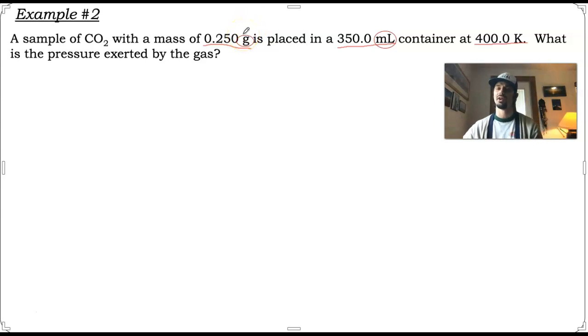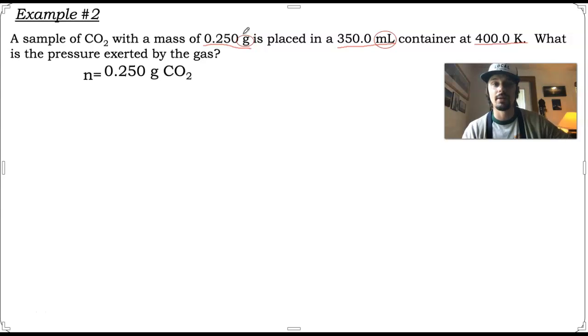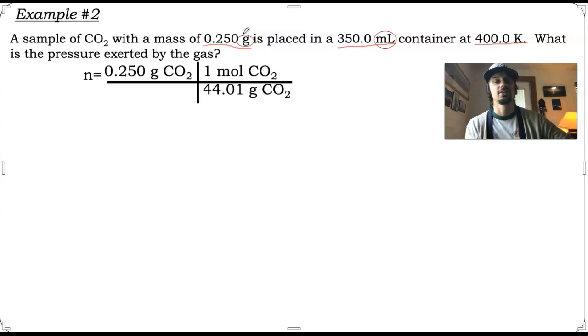Grams is not one of my variables. So, can I use that to get a variable? A sample of CO2 with a mass of 0.250 grams. Well, hopefully you know or remember, I can use grams to get to moles. This is what we did in Unit 6. So I converted grams to moles, and there's one of my variables that I'm given.